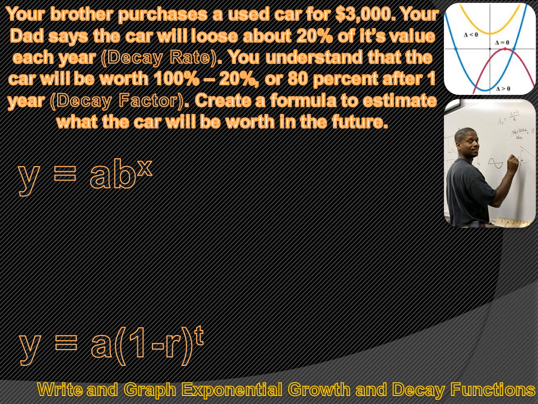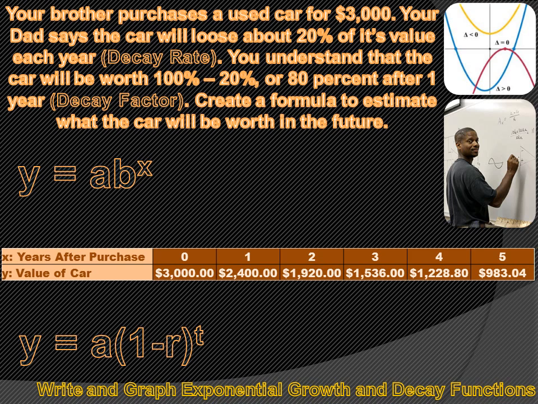Now, let's move forward and try to create an equation. Now we could do that with a table. We could say that x equals the number of time periods and y equals the value of the car. After 0 time periods, when the car was just purchased, it was worth $3,000. But after the first year, it had decreased in value by 20%, or it retained only 80% of its original value, and it was now worth $2,400. And that would go on each year.